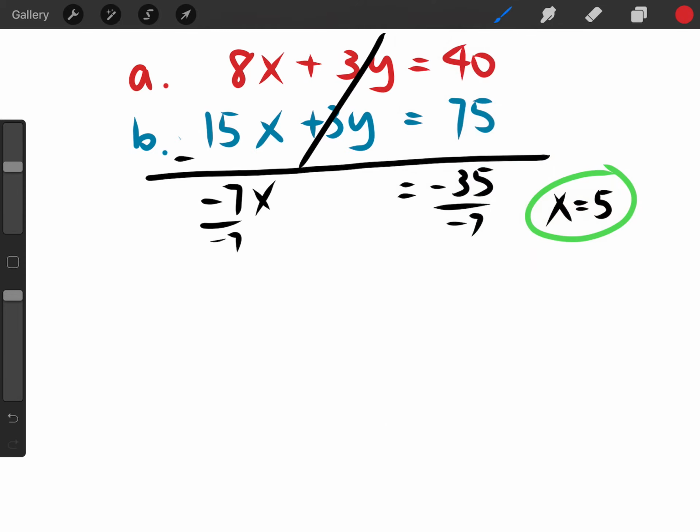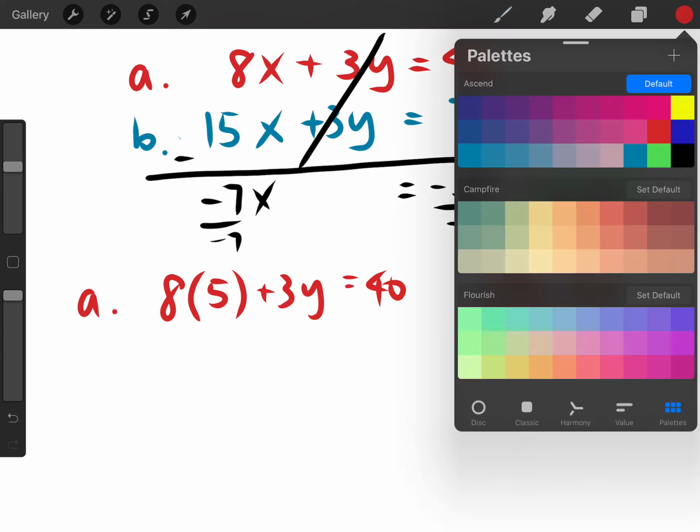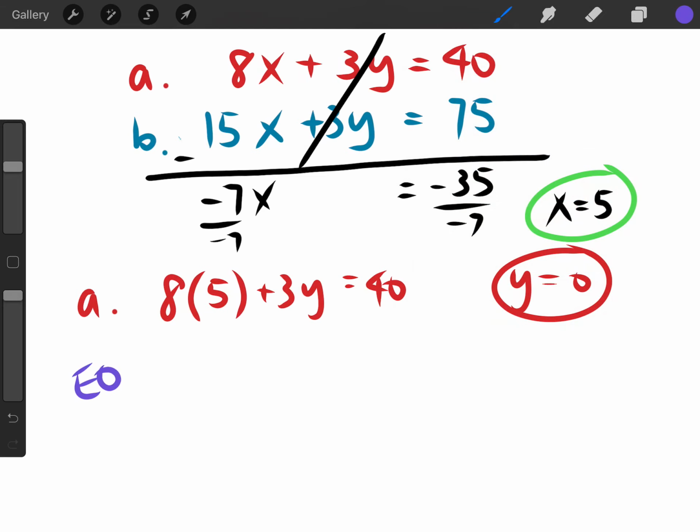So I'm gonna plug it into equation letter A. So I have 8 times 5 plus 3y equals 40. Okay, so you can go ahead and solve for it. 8 times 5, that's 40. Okay, 40 plus 3y equals 40, so that means 3y equals 0. Okay, go ahead and solve for it. You should find that y equals 0. Okay, so I'm going to plug the x and y values, 5 and 0, into equation number 1.